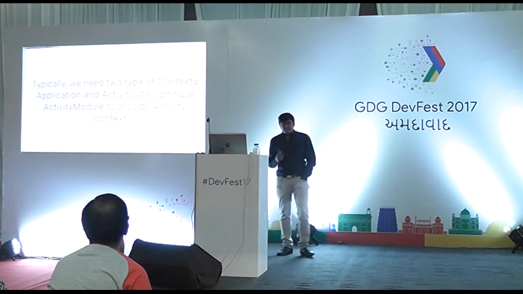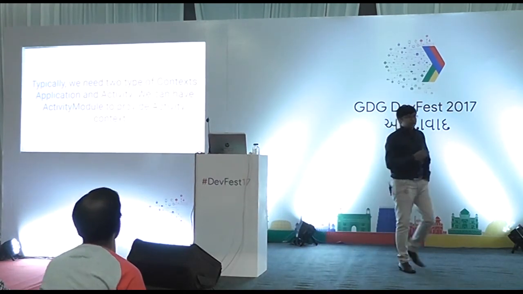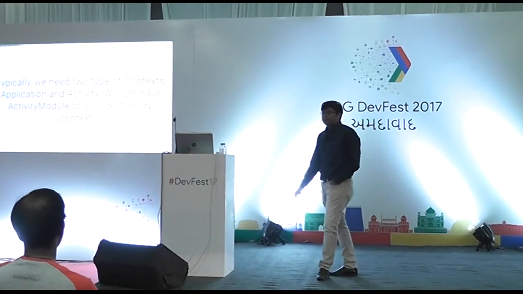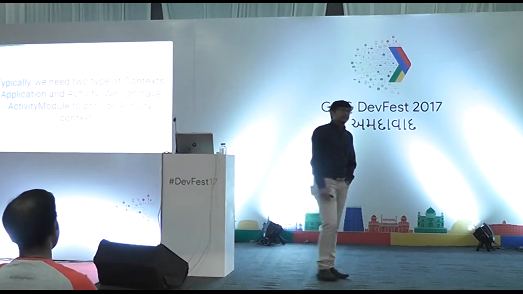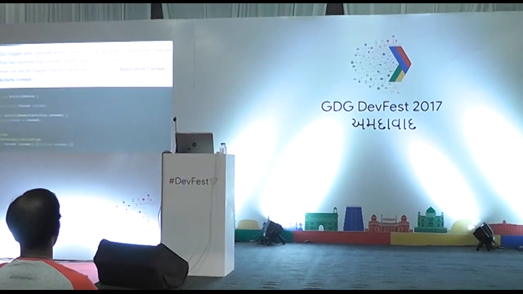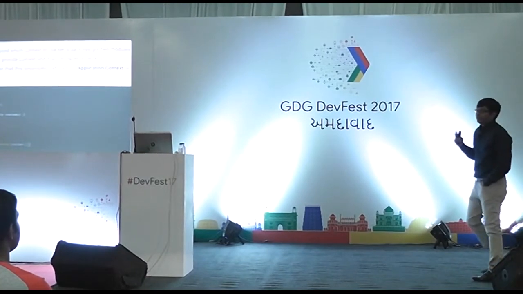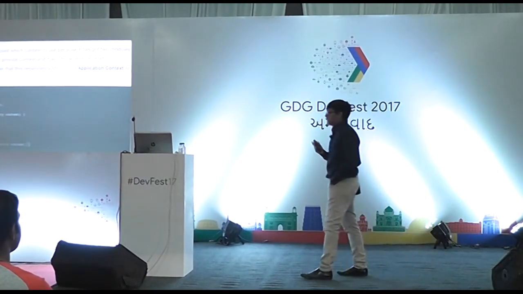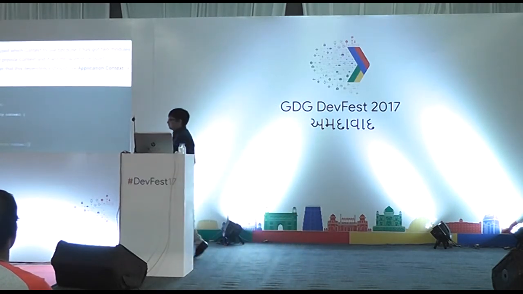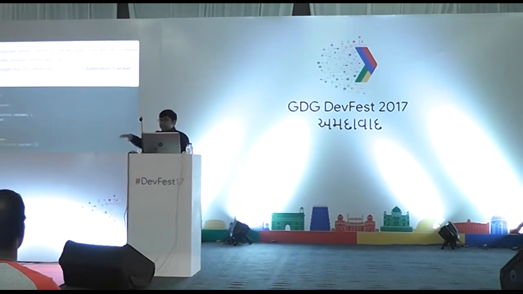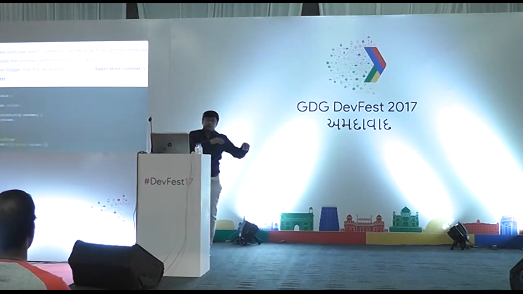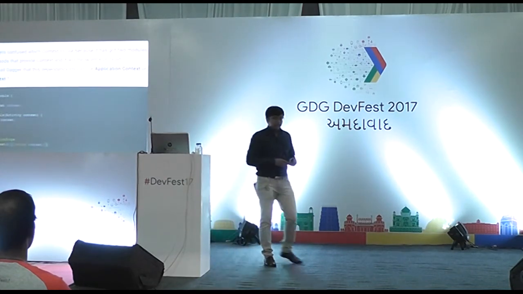So typically we need two types of context. One for doing other stuff like shared preferences, and another context we need to show or update UI or something. At that time we need activity context. The problem here is Dagger doesn't differentiate which type of context it is. Is it an activity context or an application context? So we need to tell Dagger that for these modules or dependencies you should be using activity context, and for these modules and dependencies, you will be using application context.